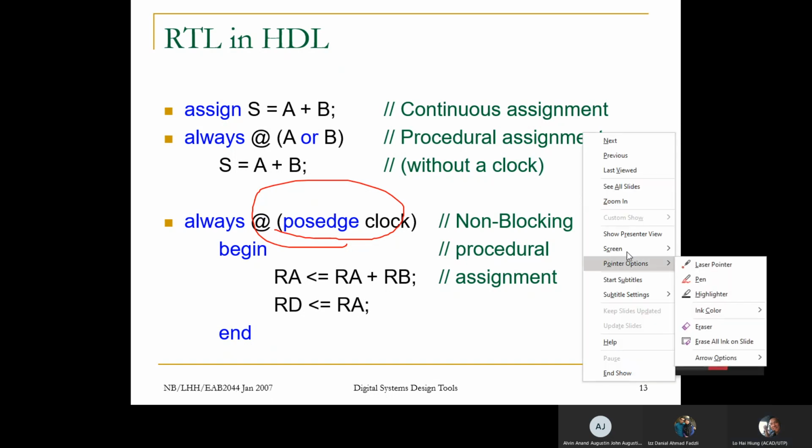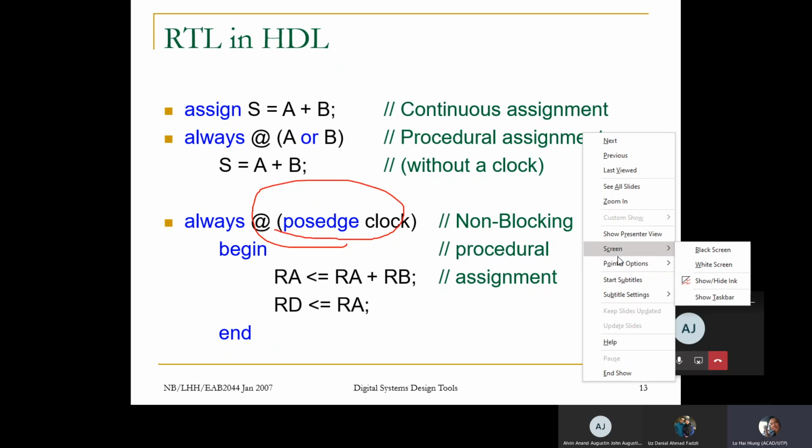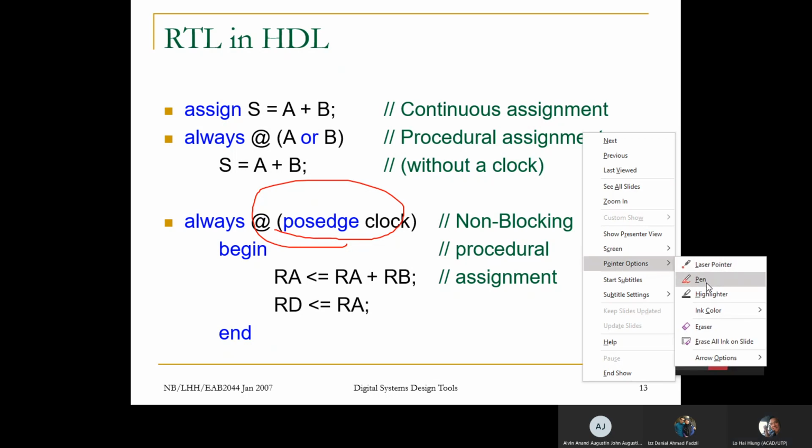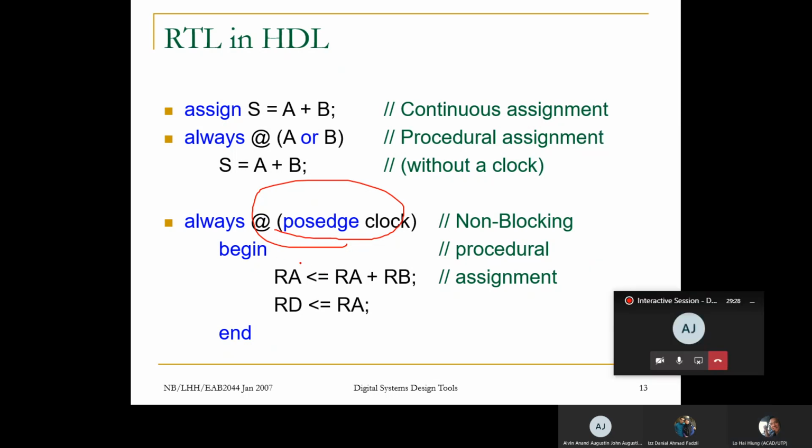So, to highlight this, the value of this RA is still used by this RA. All right. Is that clear?